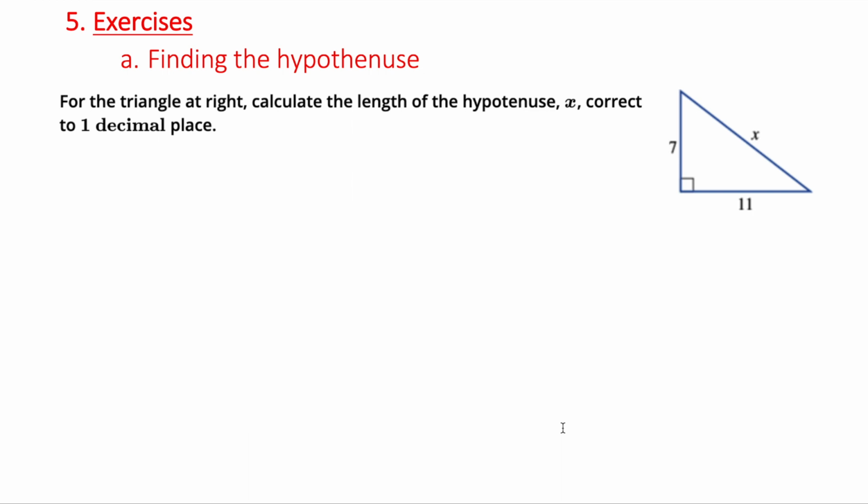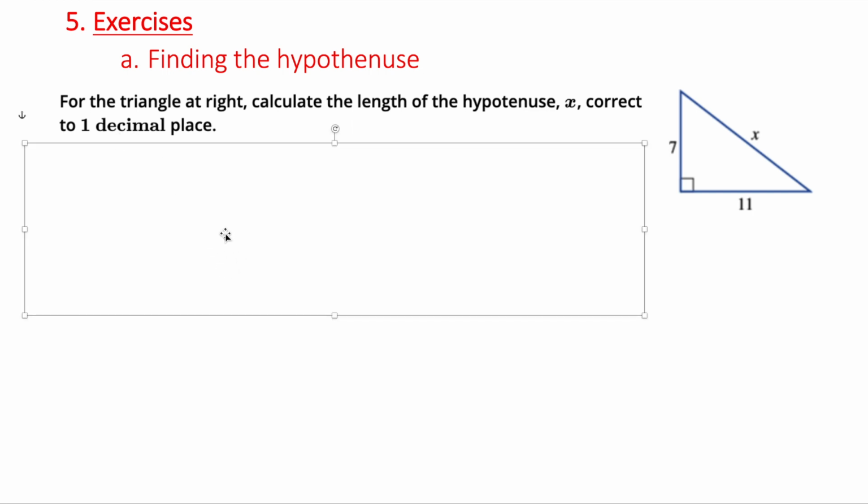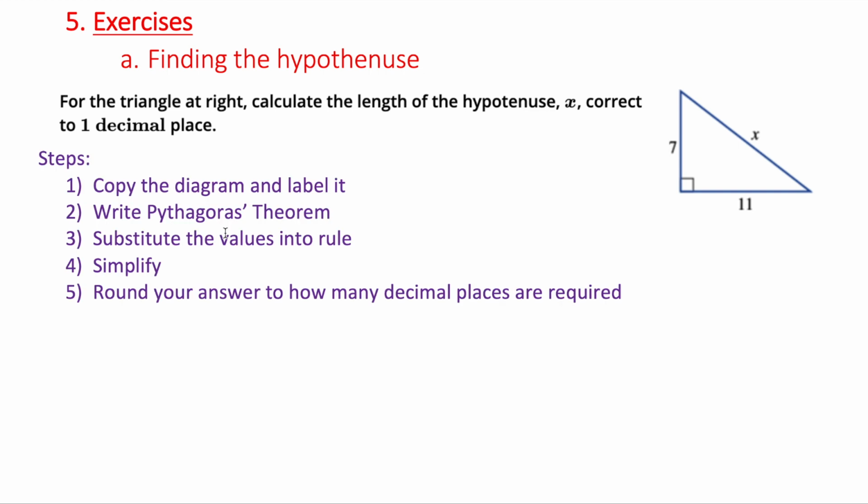It says, for the triangle at right, calculate the length of the hypotenuse x correct to 1 decimal place. The first thing we need to notice is that it's asking us to find it to 1 decimal place. So let's see what steps we need to solve this type of exercise. First, we need to copy the diagram and label it.